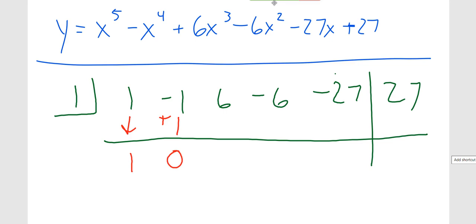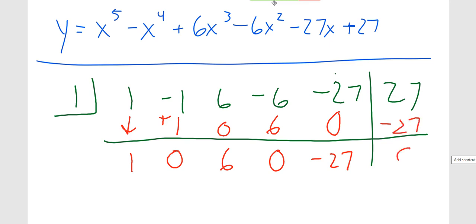0. Multiply. Add. Multiply. Add. Multiply. Add. Whew, this is wearing me out. Multiply. Add. Okay. Got a remainder of 0. That's good news.